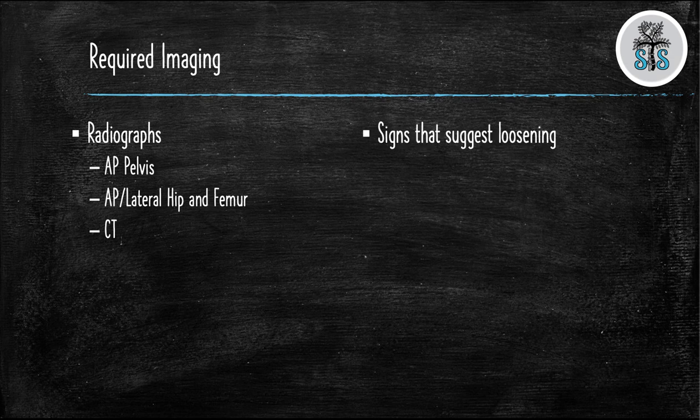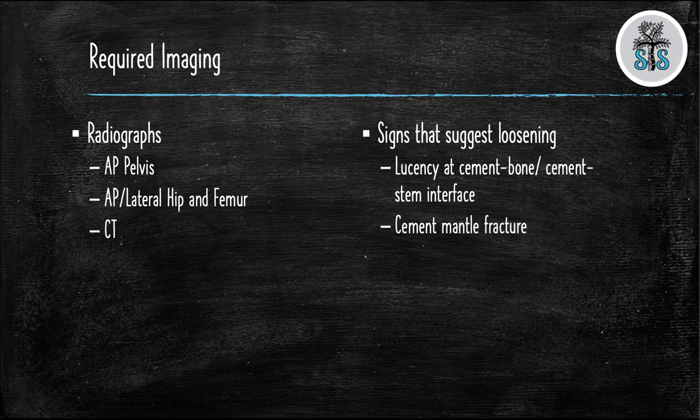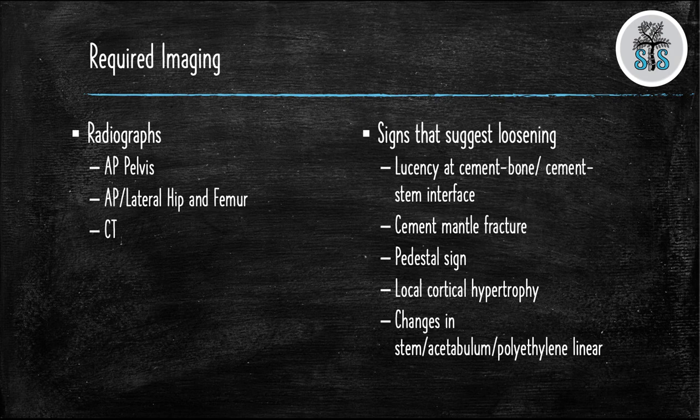Radiographically, there are several features that you will need to evaluate for that may indicate loosening. Lucency at the cement bone cement stem interface, if the cement mantle is fractured, if there's a pedestal sign. Do you know what the pedestal sign is? This is when there's new bone formation below the cementless femoral stem. If you see local cortical hypertrophy, that can imply loosening, as the stress is being transferred away from the porous-coated metaphyseal femoral implant. Next, you want to compare with prior radiographs.